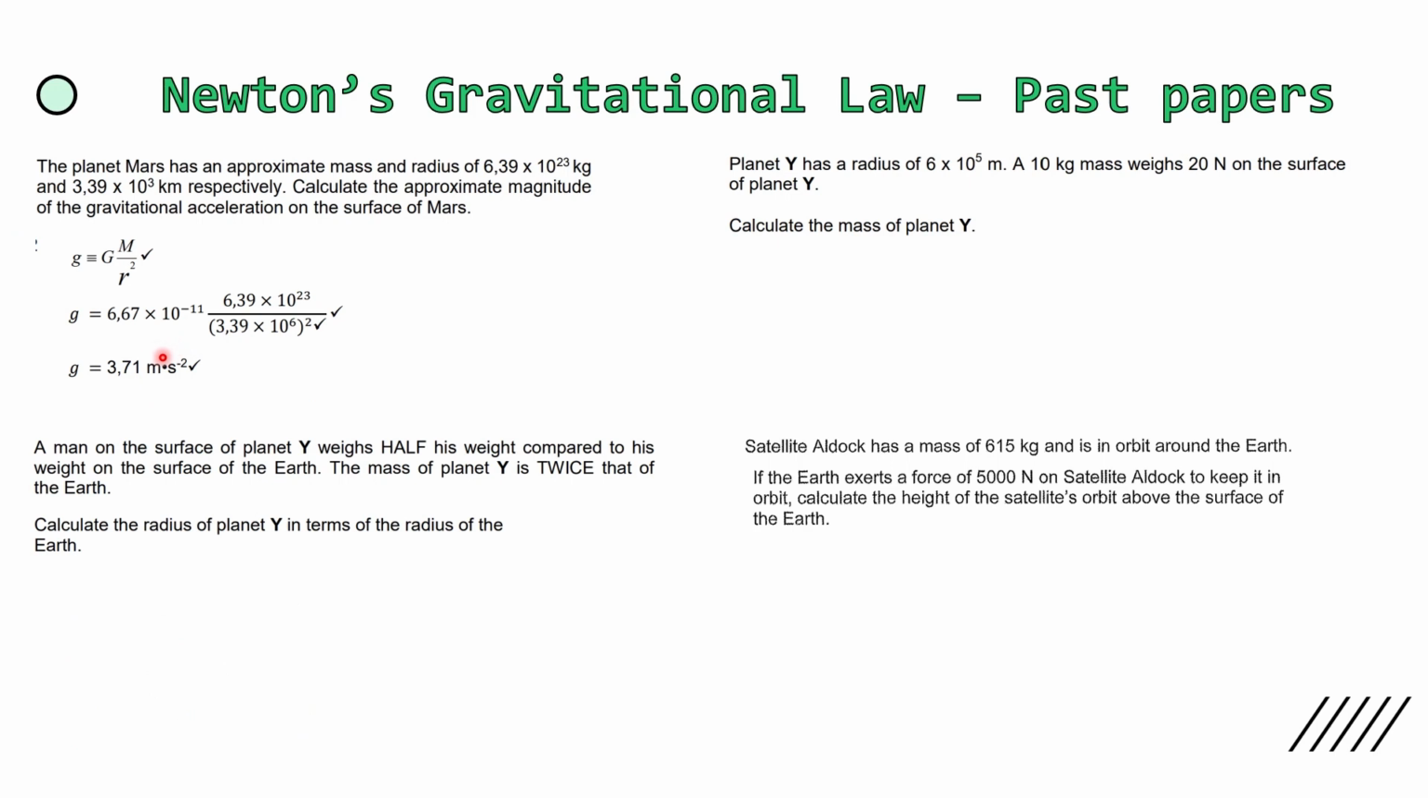This is a constant that is given to you in your data sheet. This is your mass they've given. This is your radius they're given. And you just solve. The next one is a bit more complicated.